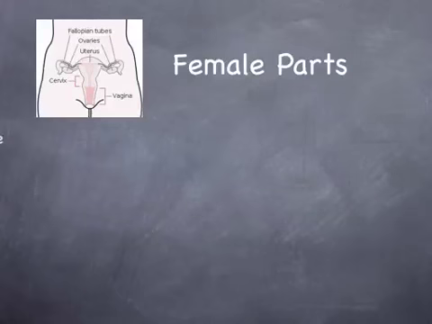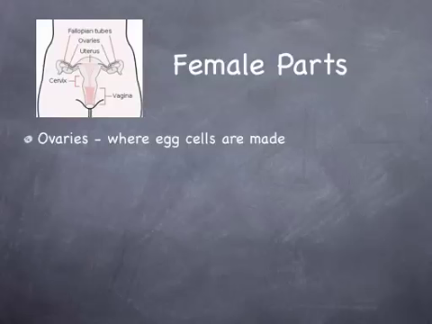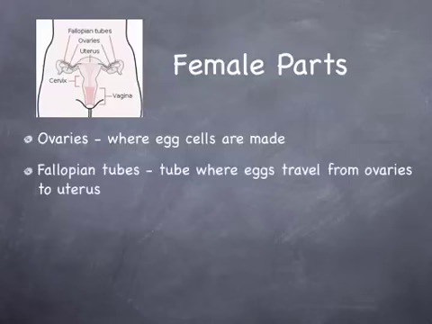We'll start with some female parts. First part that we're going to talk about is the ovaries. And all females are born with a certain number of eggs that they're going to create throughout their entire life. So the ovaries is the place where the eggs are made. However, females are born with a certain number of eggs.